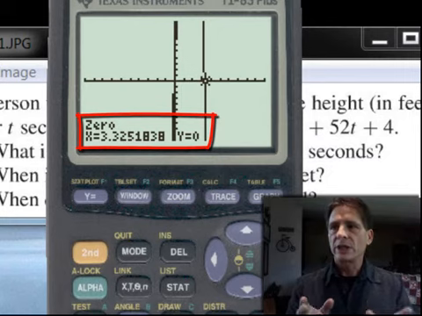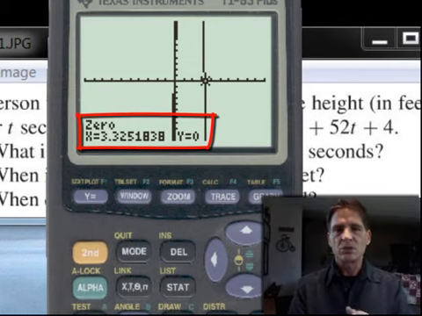So the stone hit the ground 3.33 seconds later. So there you have it.